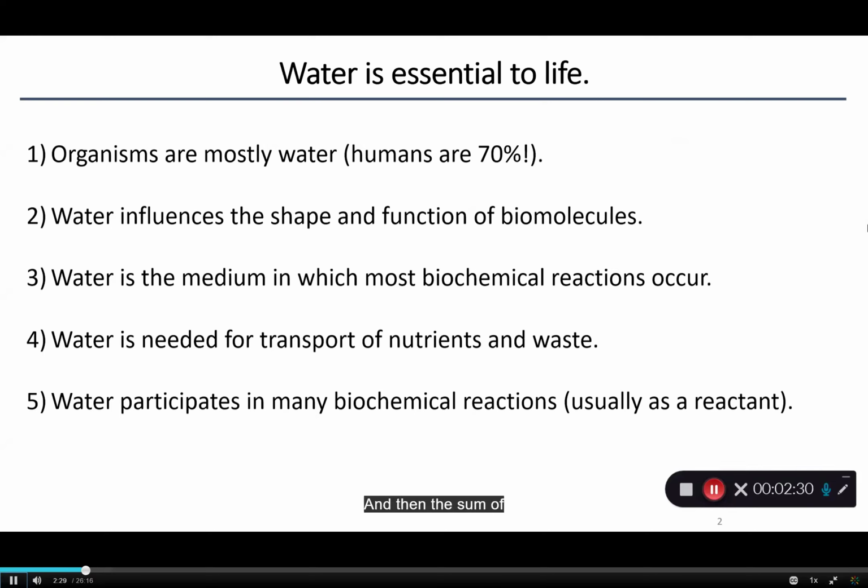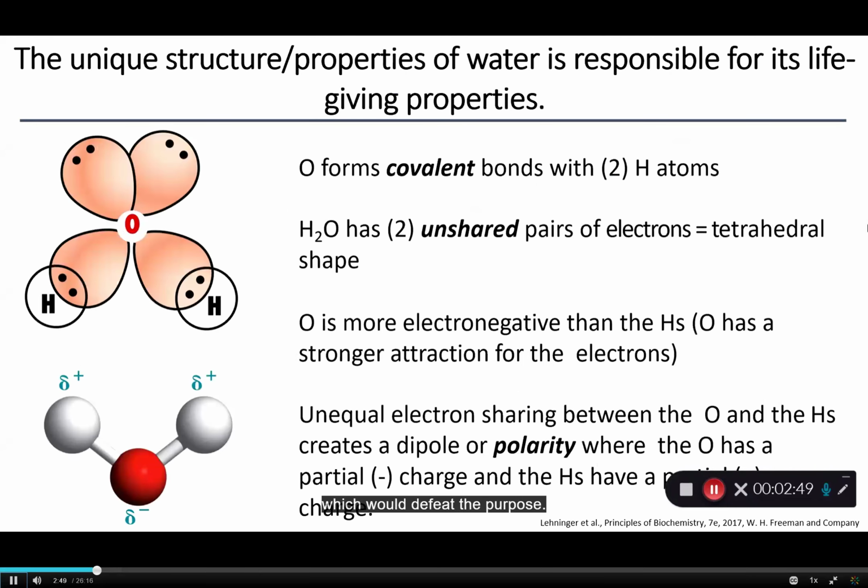The sum of all of those hydrogen bonds in the core of the molecule works fairly well to keep it together and keep it stable. But it's reversible binding. If the DNA double helix was held together by covalent bonds, it would take a tremendous amount of energy for a cell to replicate its genome, which would defeat the purpose.